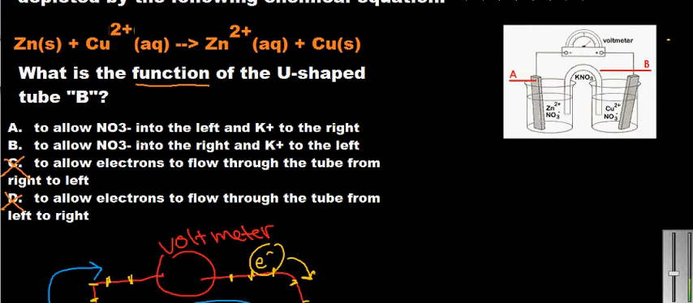To allow NO3 minus into the right and K plus to the left. Okay, well let's think about it again. NO3 minus into the right, this one says. So this is saying that we are going to get the negative ion, or the anion, the NO3 minus, in this direction.